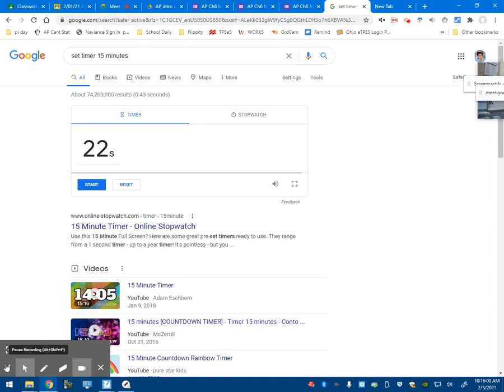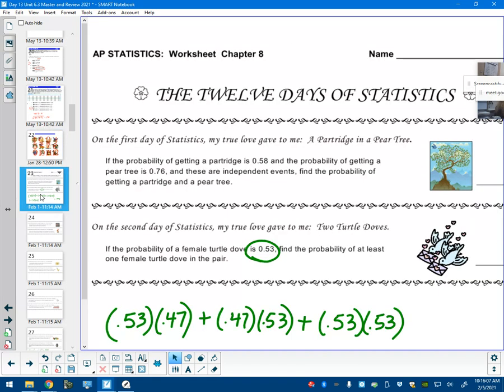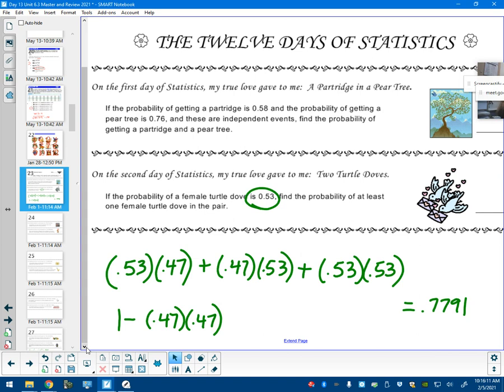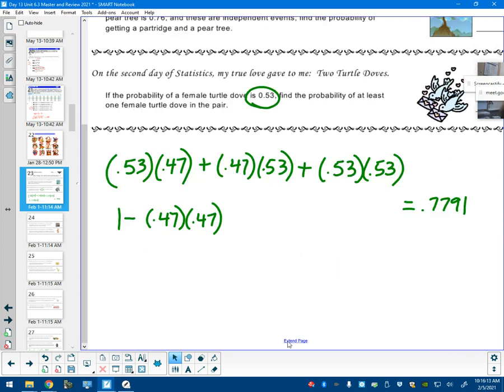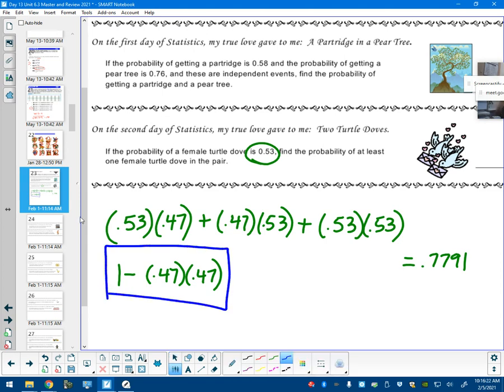All right, so for day 2, the second day of statistics, my true love gave to me 2 turtle doves, and it asked what's the probability of at least 1. Well, to do the at least 1, it'd be 1 minus none, right? Which is 1 minus 0.47 times 0.47, because you have 2 of the turtle doves.